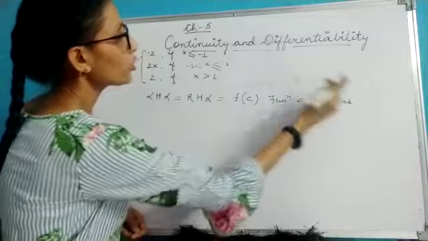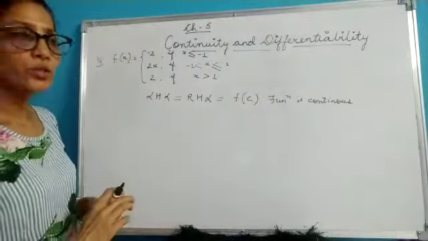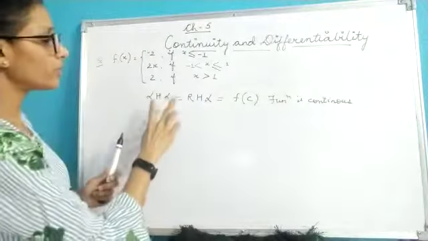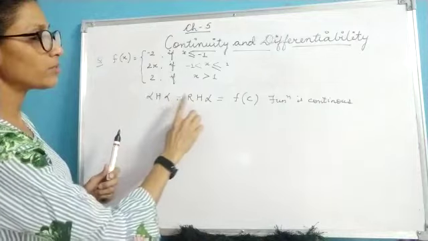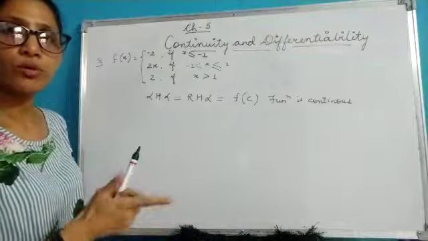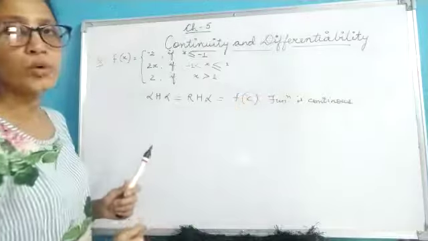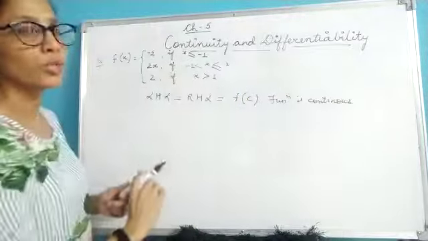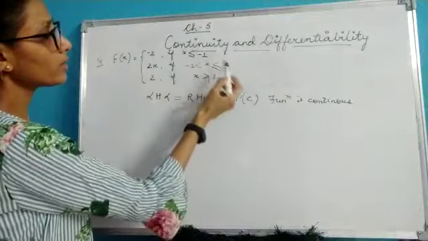That means to check the continuity at a given point, we need to find out the left hand limit, the right hand limit, and the value of the function at the given point. So here the given points are -1 and 1.